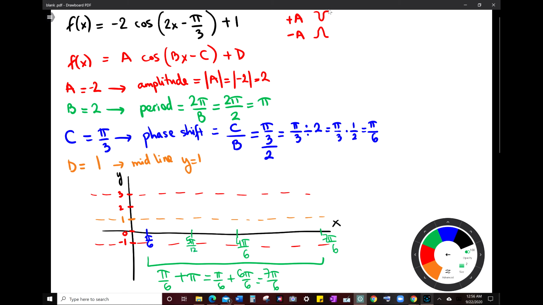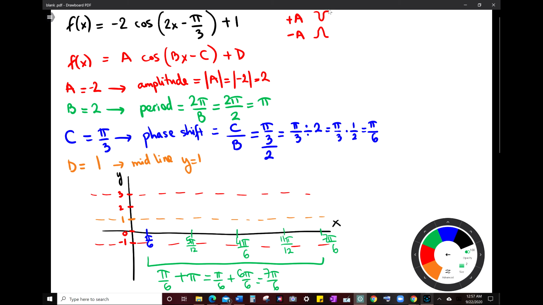And then I do the same thing. I find the midpoint between 4 pi over 6 and 7 pi over 6. So I add them up, I get 11 pi over 6, divided by 2, I get 11 pi over 12. Okay, so now I have all 5 points within one period.